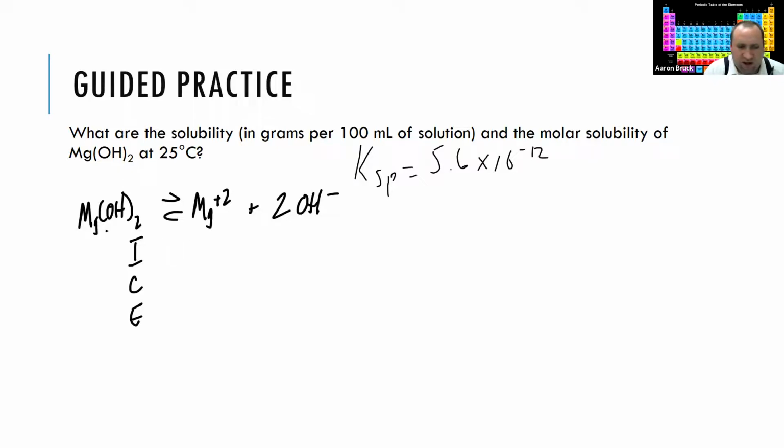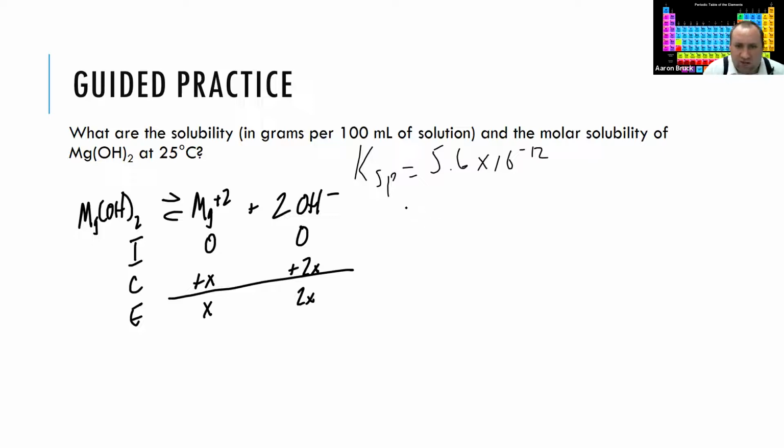Setting up this modified ice table, again, don't need anything on the reactant side because it's solid. Initially speaking, we have a 0 and a 0 here. We're going to add 1 measure of magnesium and 2 measures of hydroxide, which are going to give us 1 measure of magnesium and 2 of hydroxide at equilibrium.